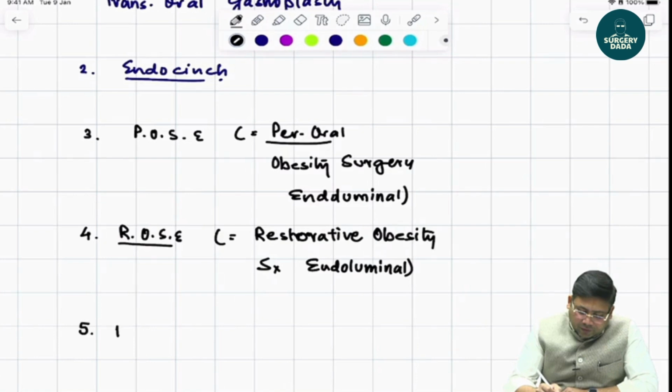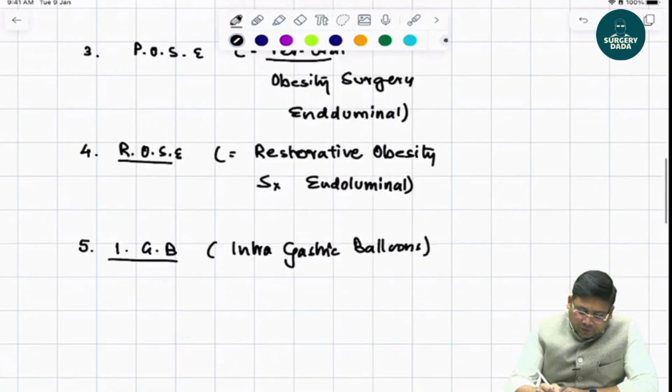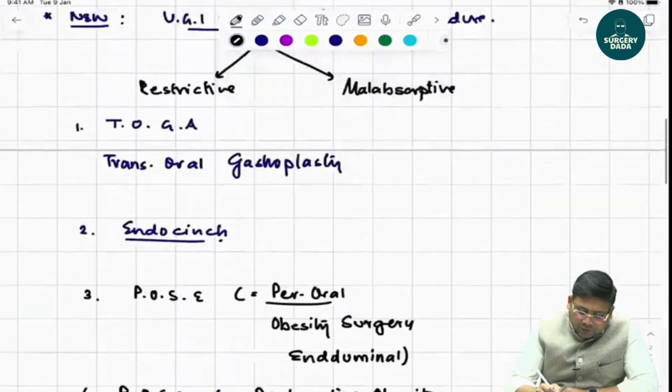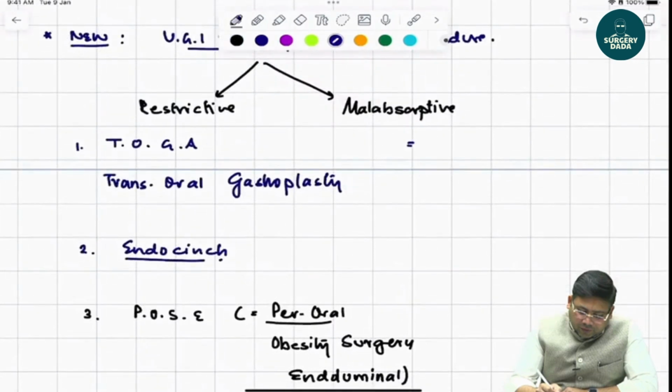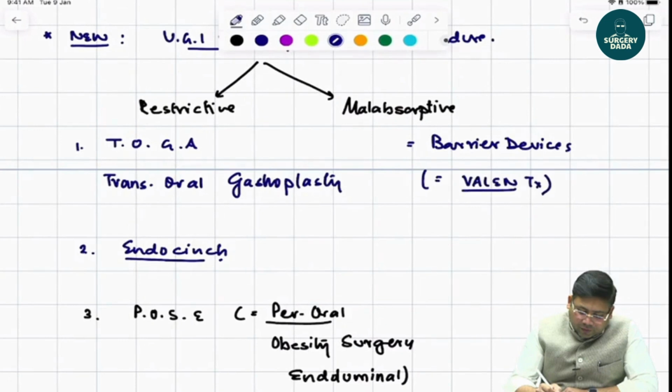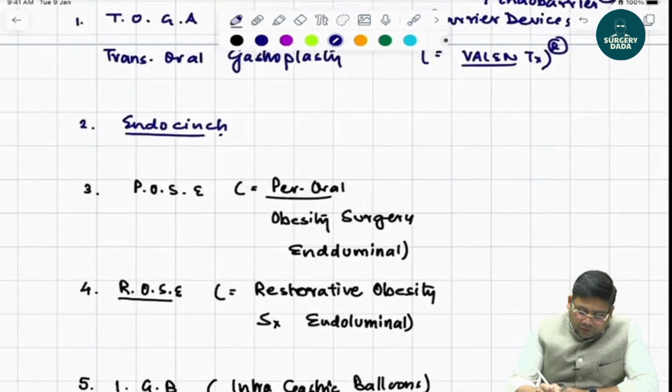Then we have IGBs. What are IGB, students? These are nothing but intragastric balloons. So we have intragastric balloons or IGB. Let us try to understand what is the role of IGB, what is the role of ROSE, POS, each and everything. And then when you talk about the malabsorptive, we have certain barrier devices. Now, when you talk about barrier devices, what do you have in this? We have something which is known as Valen TX, or we have endo barrier. So what are these? They are nothing but the names. Let us understand the concept of endo barrier or Valen TX, ROSE, POSE.